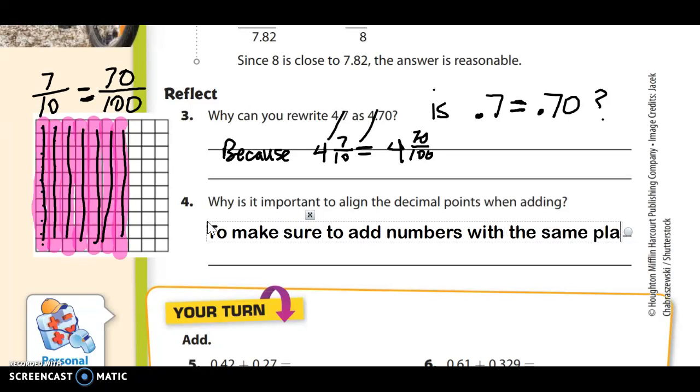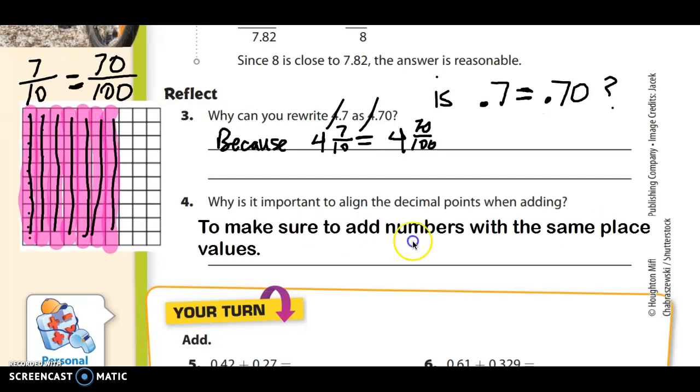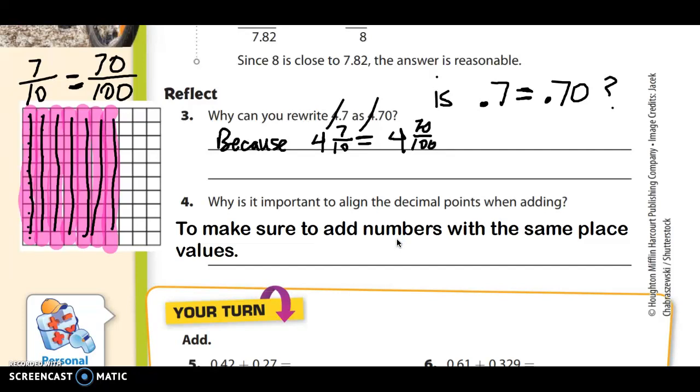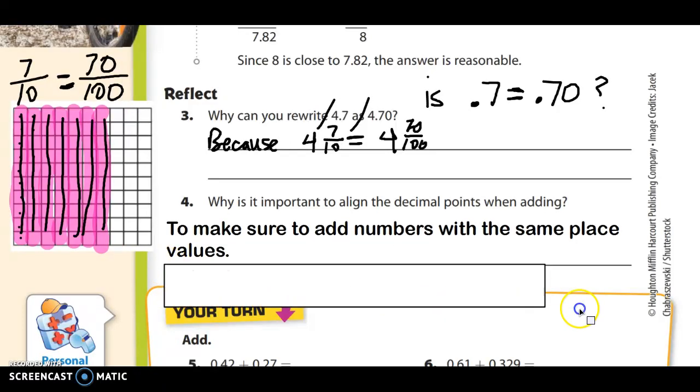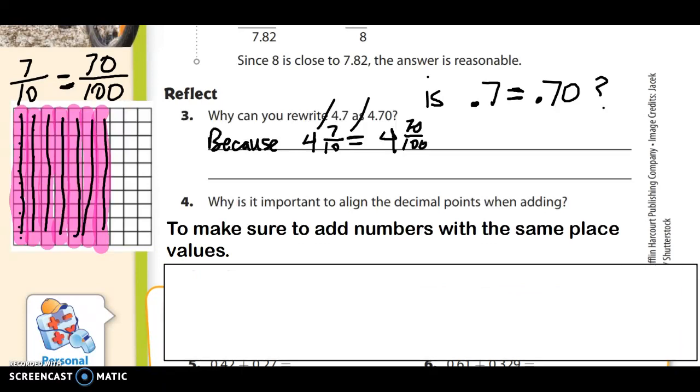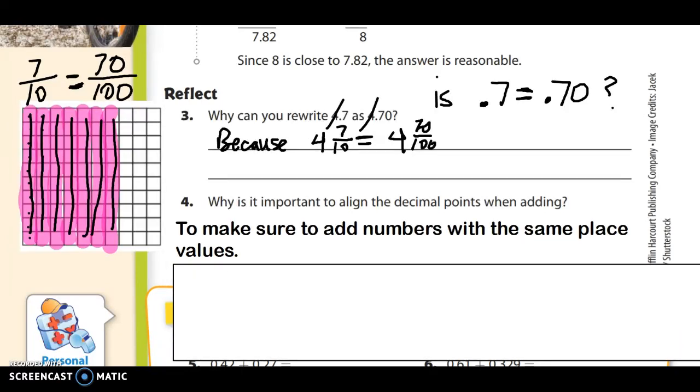Now, if that doesn't make sense to you, that's the answer right there, but if that doesn't make sense to you, I'm going to help you understand that, and we're going to use an example, and we're going to talk about money on this example. This example right here doesn't need to go into your answer, but I just want you to understand it. So here's the example for number 4.